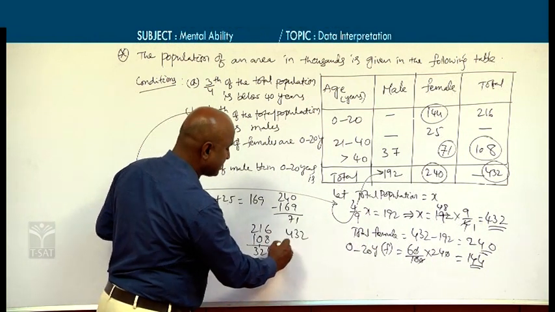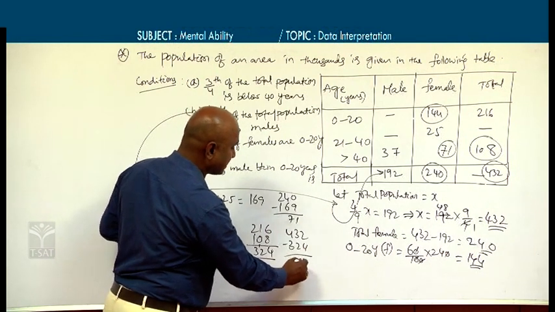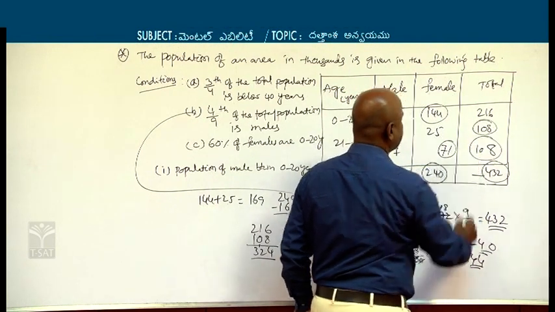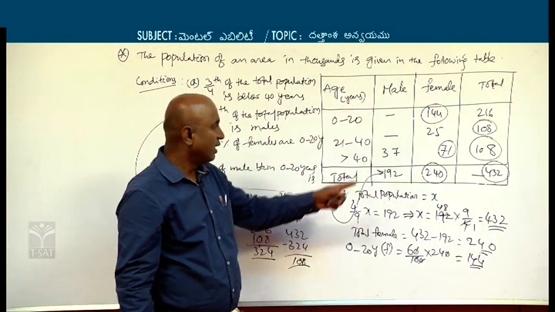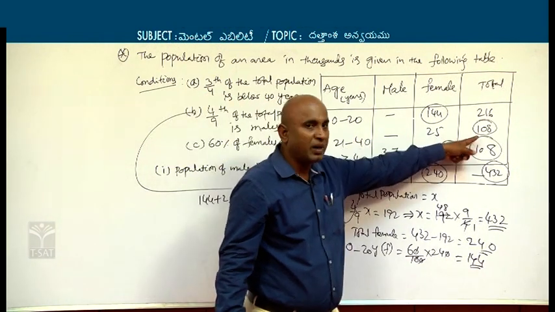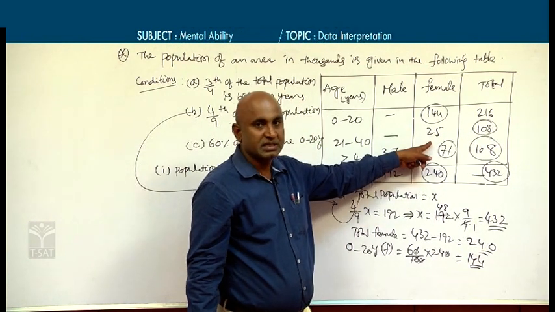432 minus 324, that is equal to again 108. Now this value is also 108. Got it? Now you see, in between 21 and 40, total population is 108,000 and female population is 25,000.